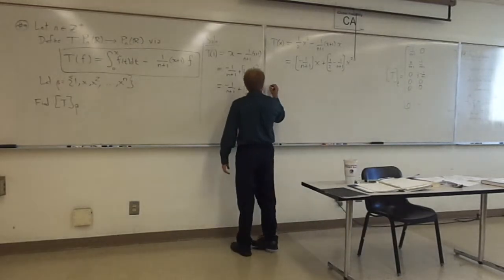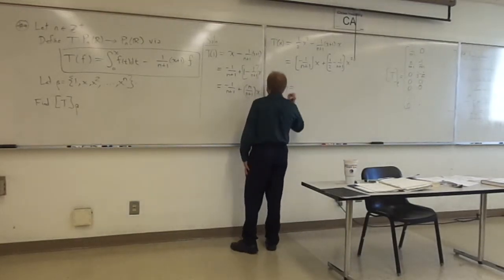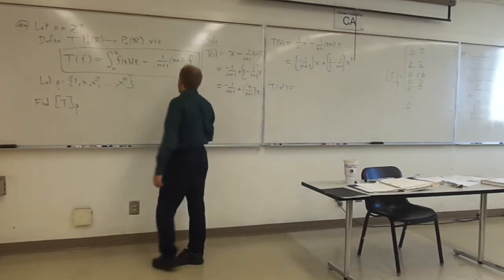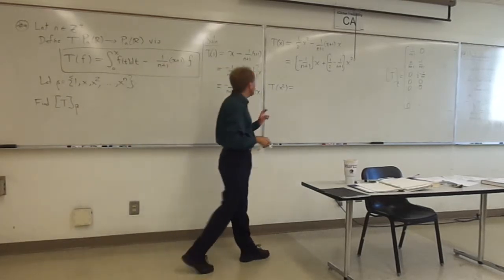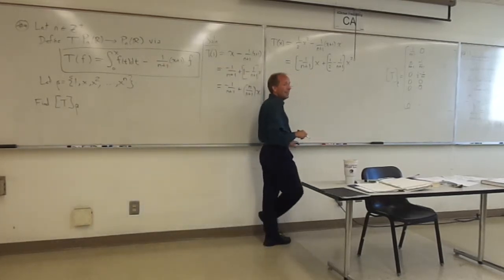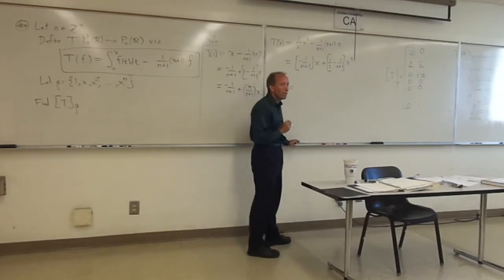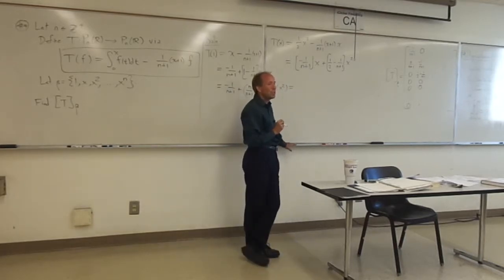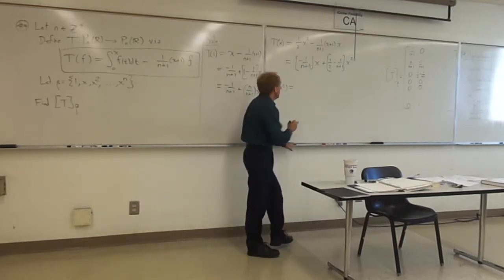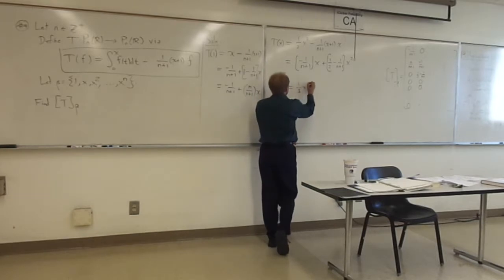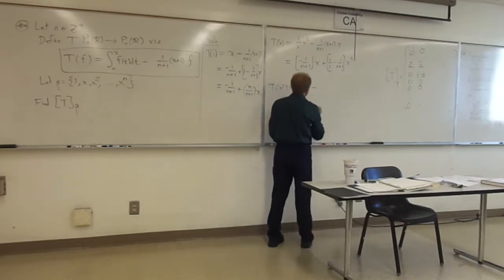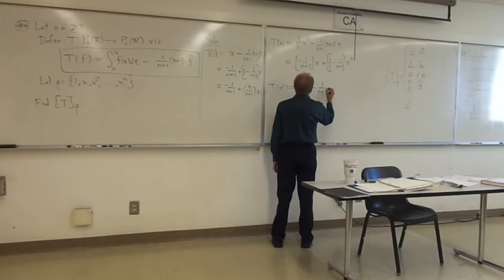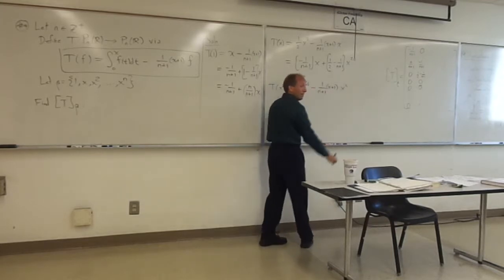So the third column would be T of x squared. Okay, let's try and do this a little more quickly. What will T of x squared be? No negative. I'm not starting with a negative. Just the first part. What's it start off? 1/3 of x cubed minus 1 over n plus 1 times x plus 1 times x squared, right?